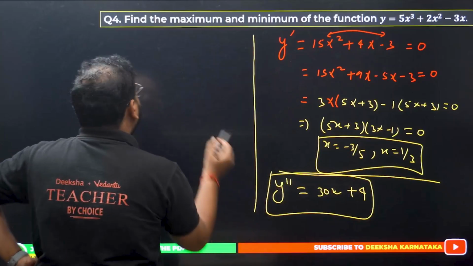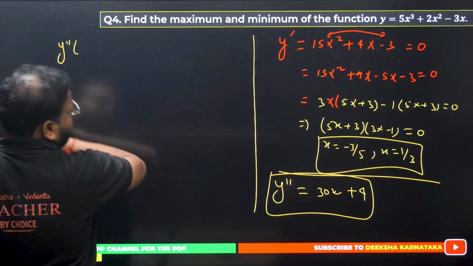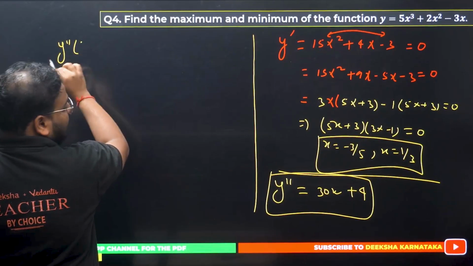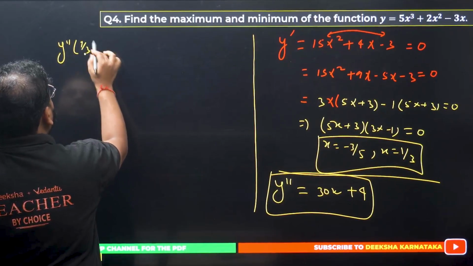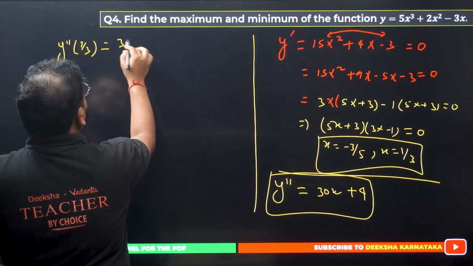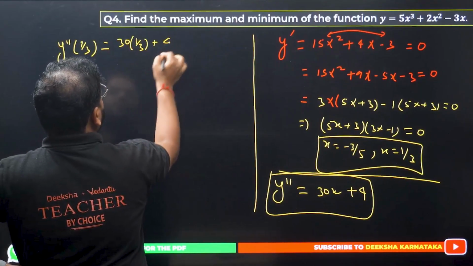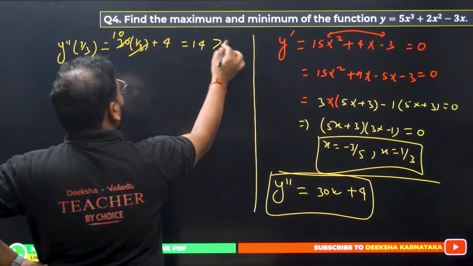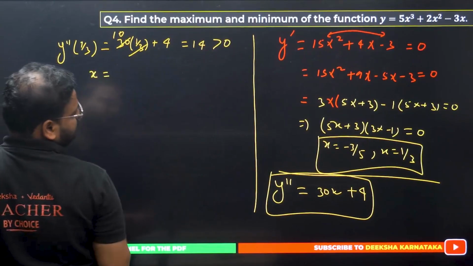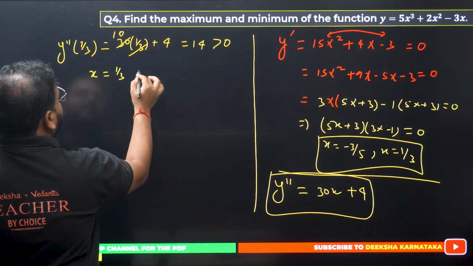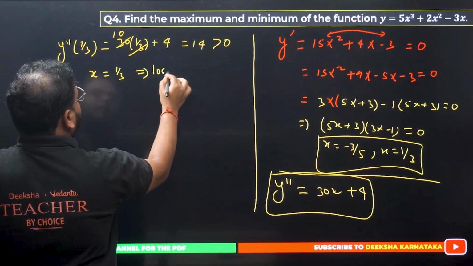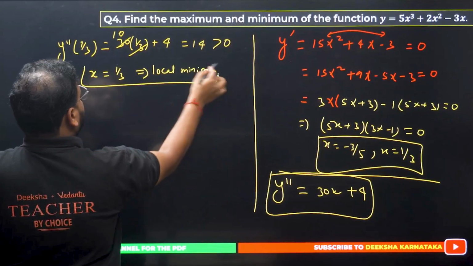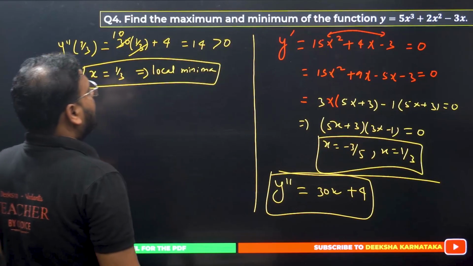Step 3 now, simply find the second derivative at the critical points individually. What do I get? 30 times, at the point, let's say I use 1/3 over here. So I get 30 times 1/3 plus 4, which is 10. This will be 10, right? 10 plus 4 is 14. 14 is more than 0, which means x equals 1/3 is a local minima. All right.